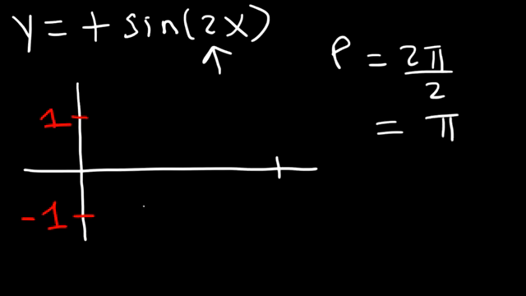So you want to plot the period, and then you want to break it into 4 intervals. You should always do this if you want to graph, let's say, 1 full cycle. So what are the values of these other points that I have on a graph? What would you say? Half of pi is basically pi over 2.